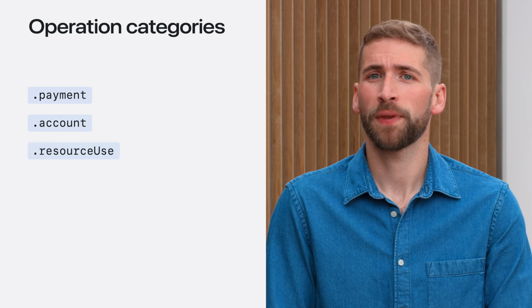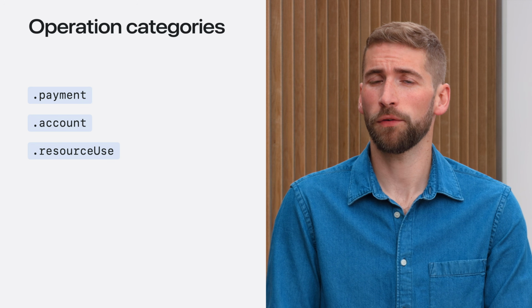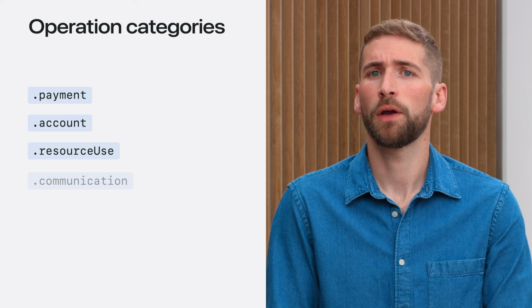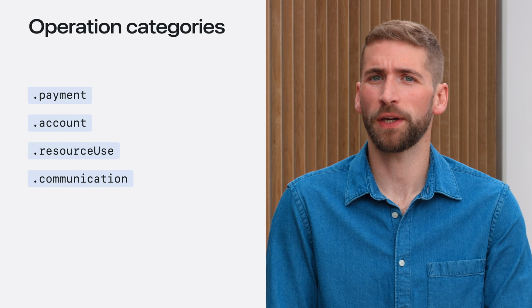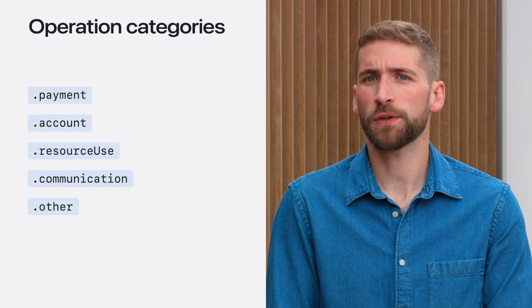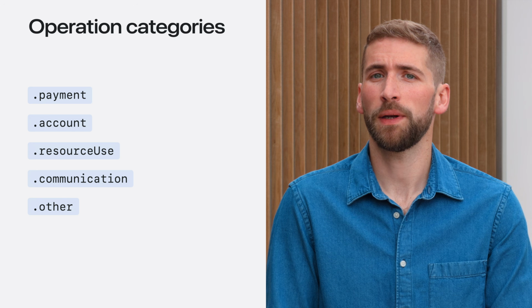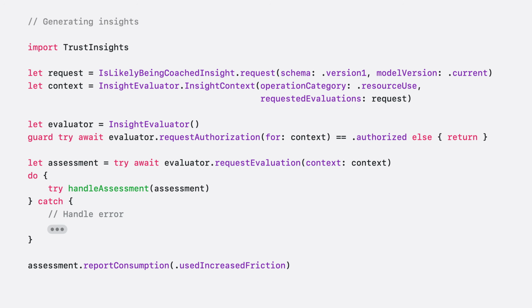Resource use: requests to costly or constrained infrastructure, such as AI inference. Communication: sending messages, submitting forms, or signing documents. And other: a fallback for operations that don't fit the above. If your use case lands here, please file feedback through Feedback Assistant. Next, create your Insight Evaluator, passing in your insight context.